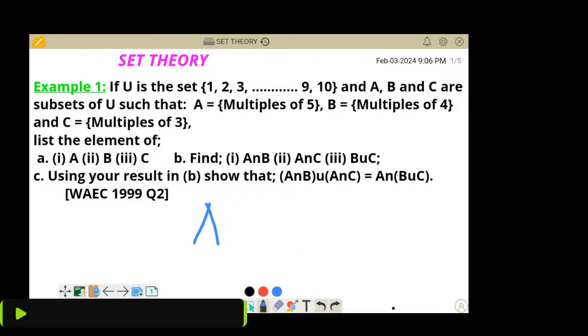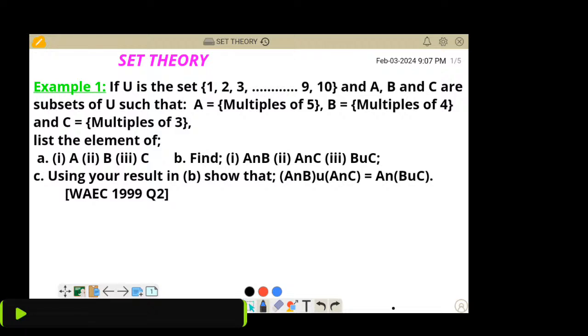According to the question, A, B, and C are subsets of this U, and such that A is equal to multiples of 5, B is equal to multiples of 4, and C is equal to multiples of 3. What is the implication of this? They ask us to list the elements of A, B, and C, and also use these elements to solve some other problems.